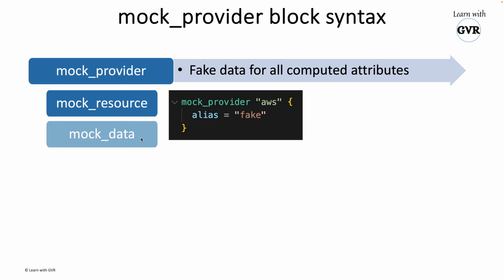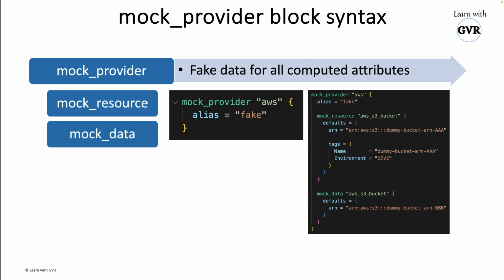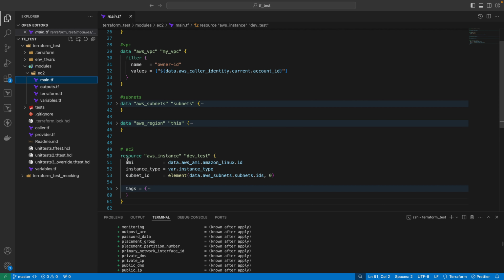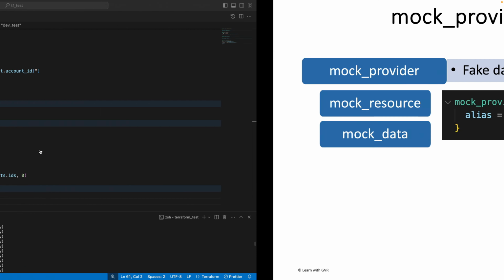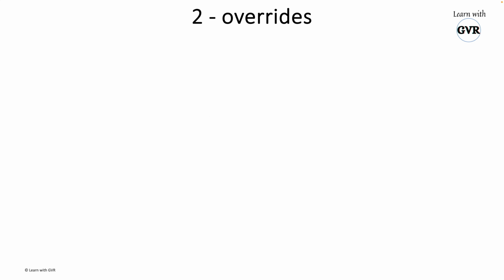And mock resource and mock data. Mock resource is to create fake resources, and mock data is to create fake data. The syntax is something like this: mock underscore resource. In the real world we would use a resource, but here mock underscore will be the prefix. Mock resource and mock data will have a defaults block. They must have a default value, otherwise it will fail, because it should return something.